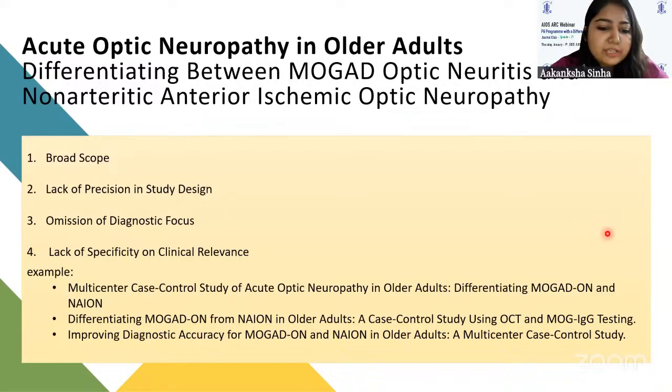So it could have been phrased in a much better way, as I have shown in examples like: multi-center case control study of acute optic neuropathy in older adults, differentiating MOGAD and NAION.